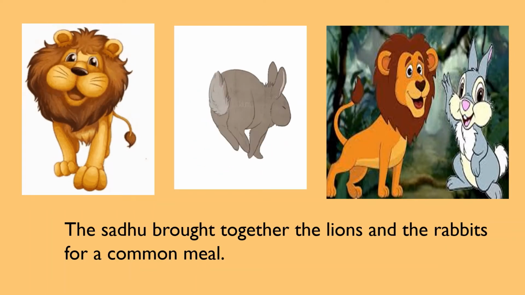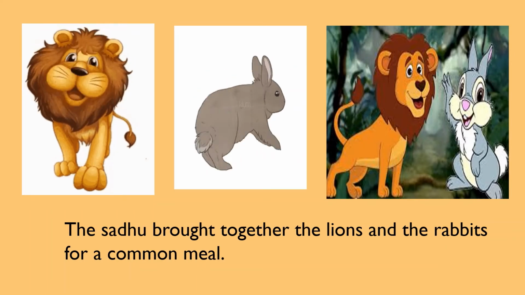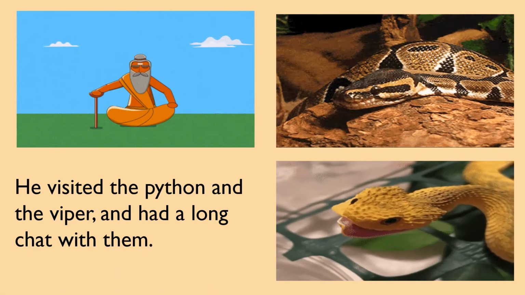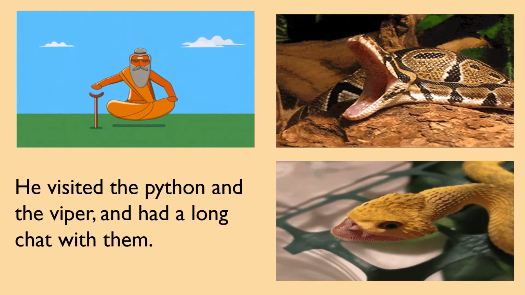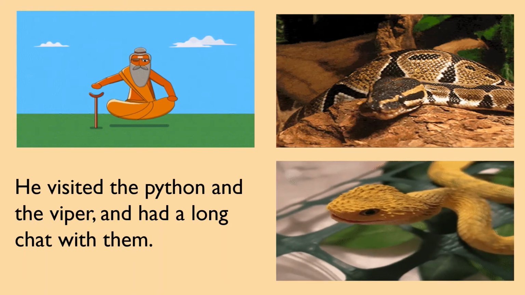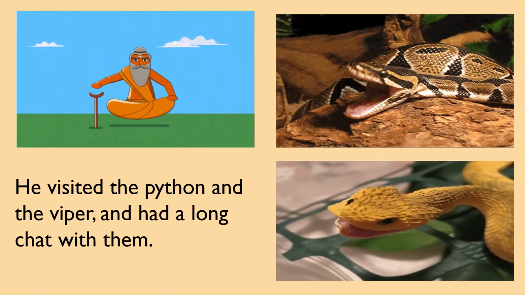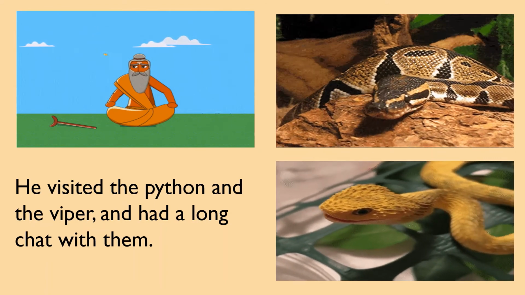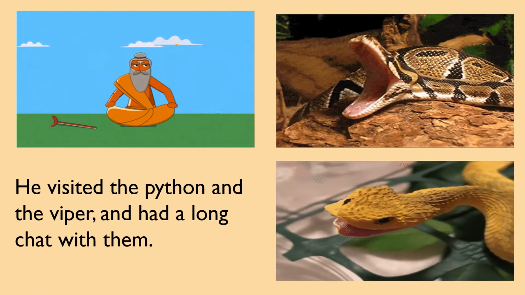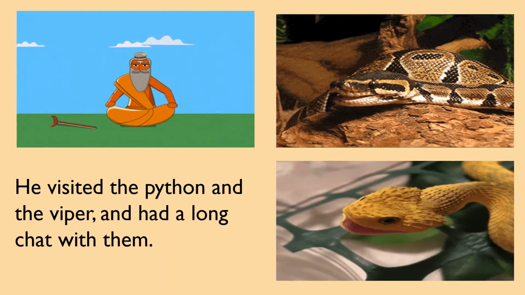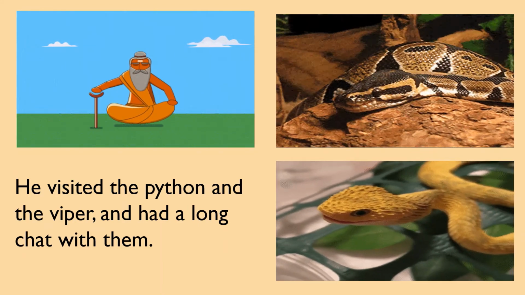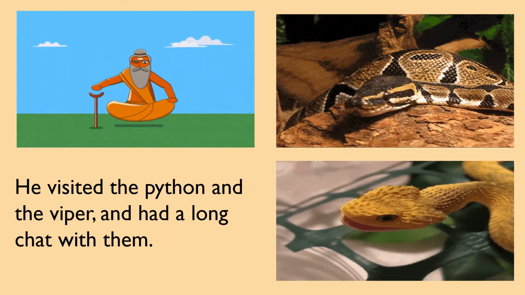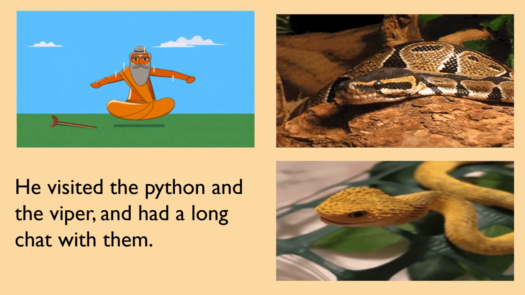He visited the python and the viper and had a long chat with them. As we have just discussed, pythons are non-venomous snakes, whereas the viper is a poisonous snake. He visited both these snakes and had a long discussion with them. So he's trying to solve the dispute among all the animals. That's why he's visiting all the animals one by one and solving their problems.